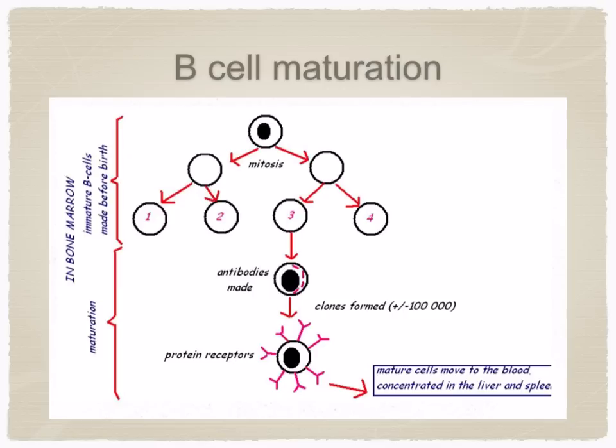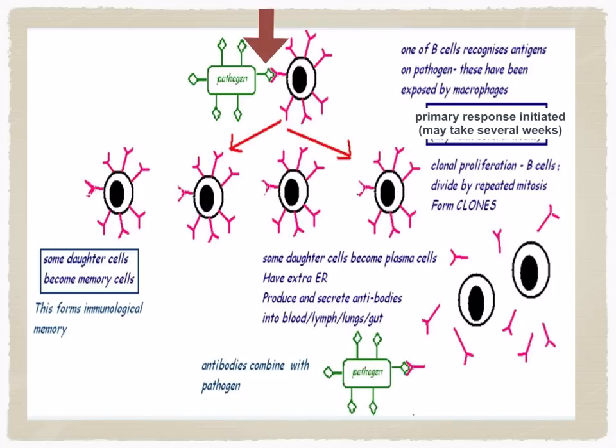Just to recap, immature B cells are made before birth, and it's when these cells mature that they have the ability to make antibodies. These B cells move into the blood and then they concentrate in the liver and spleen. When a B cell comes into contact with a pathogen, its cell surface receptors recognize the antigen on the pathogen surface, as you can see at the top there.